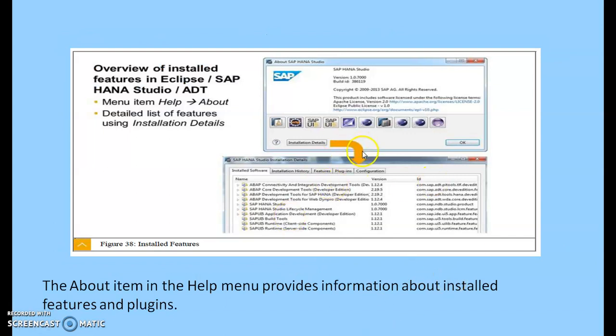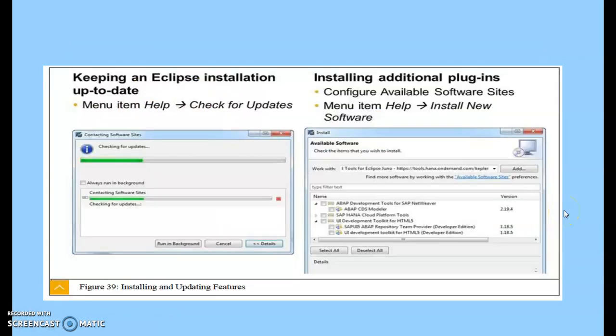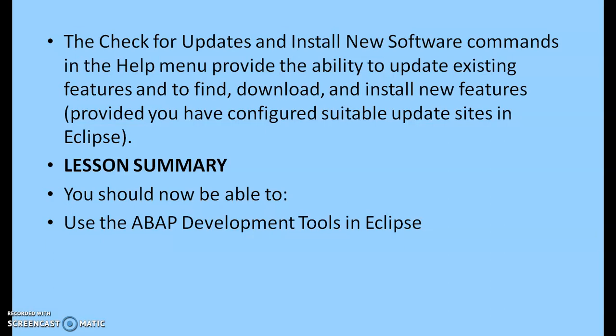Now we need to have these features installed, so we have the installation overview of the installed features of Eclipse, SAP HANA Studio and ADT. These are things that need to be installed here: Eclipse, SAP HANA Studio and ADT. Once we install this, we'll also see how to install it, and then we can go ahead and start working on the ADT tools.